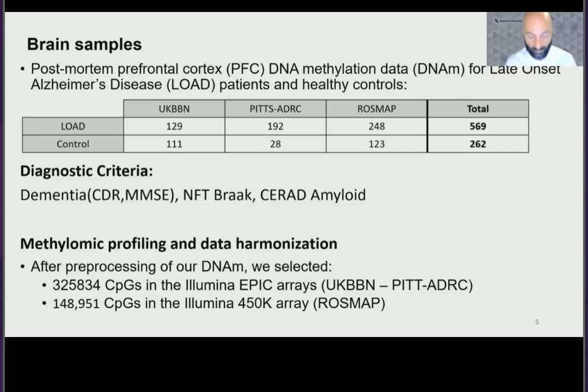The methylomic profiling was performed using the EPIC arrays for UKBBN and Pittsburgh, and for RoseMap, 450K arrays were available. However, to reduce the dimension of the data, we stuck to the most variable probes, using the median absolute deviation as a measure of variance. As you can see, for the EPIC, 320,000 CpGs were selected, and the number available on the 450K was around 150,000 that we used for the RoseMap data.